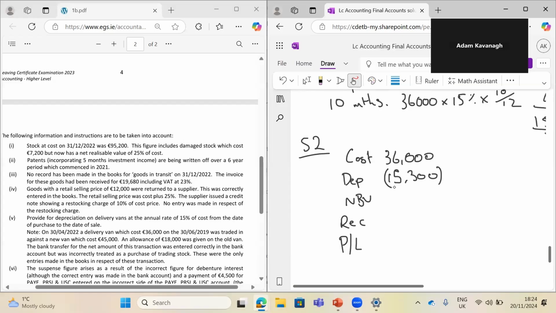So the difference there will give you 20,700. That's how much the van was worth. We received an allowance of 18,000. It says in the question there was an allowance, which means we had a loss of 2,700. We received less than the van was actually worth. And a loss on a sale of van is in selling and distribution expense.